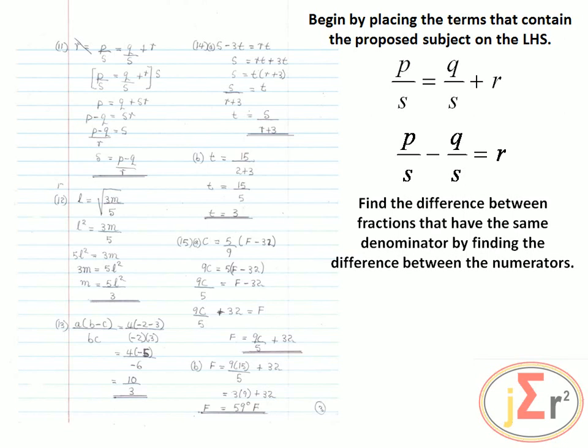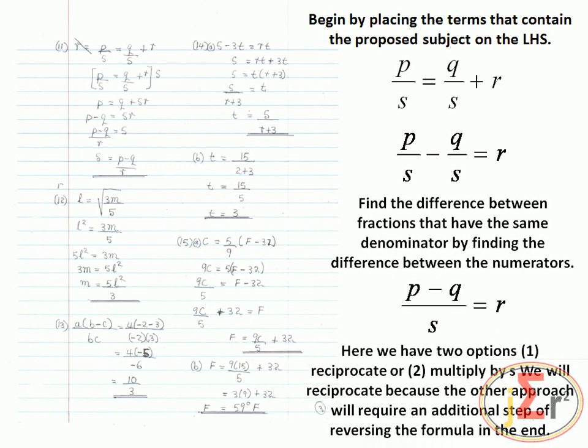Find the difference between fractions that have the same denominator by finding the difference between the numerators. So the fractions have the same denominators. All we need to do is subtract the numerators and place that result over the common denominator. Let's go straight ahead and do that. That's all there is to it. And all we need to do is make R the subject by reversing the equation as we have it right there.